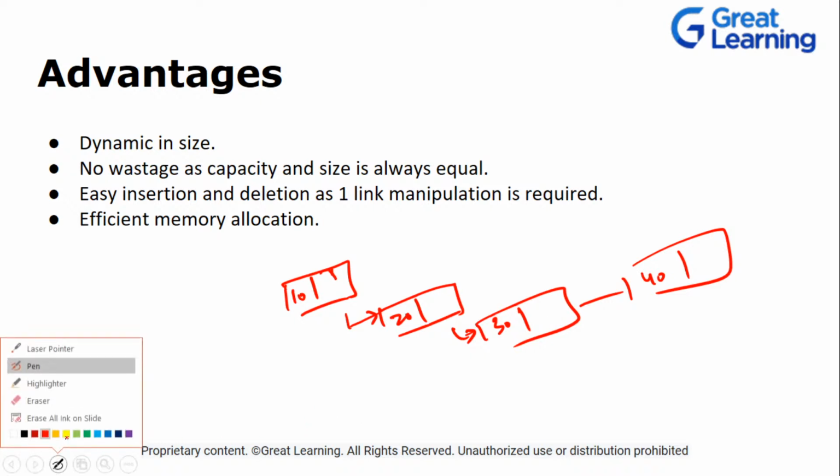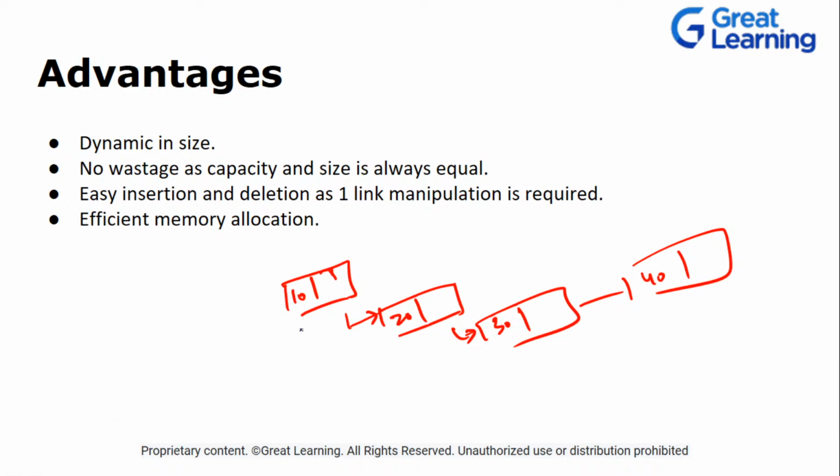Now the next part will contain addresses. Let's suppose this is 1000, and this is your head node. Let's suppose this is 2000, this is 3000, for simplicity. So now this will contain the reference of this node, which is 2000. This will contain the reference of this, which is 3000. This will contain the reference of this, which is 4000, and this is null.